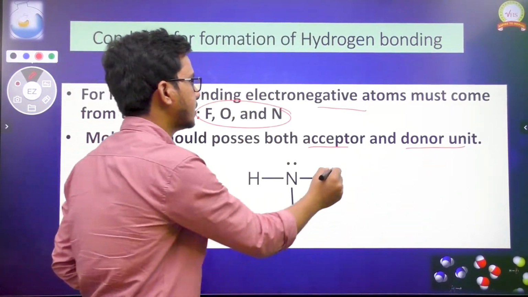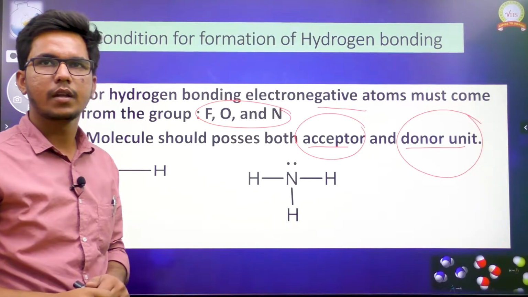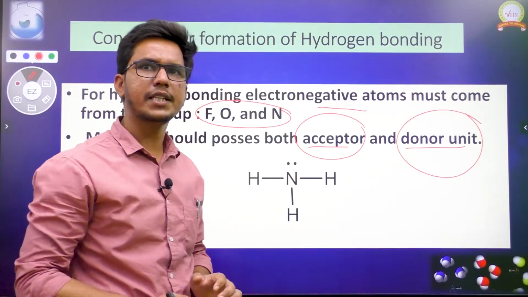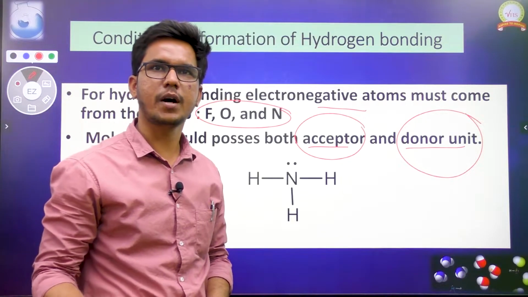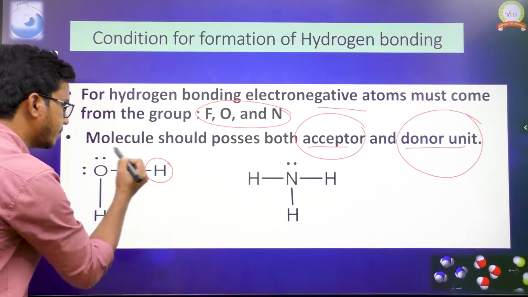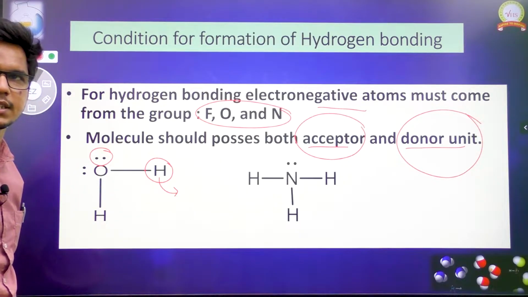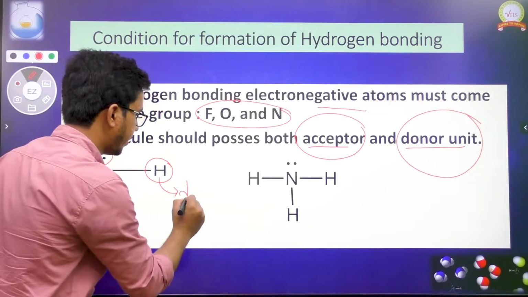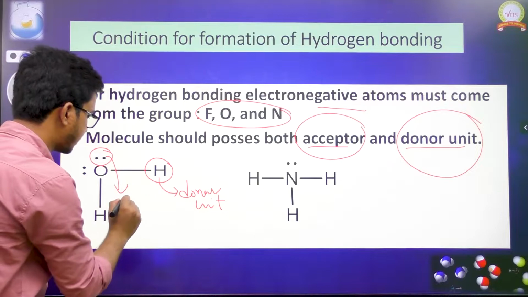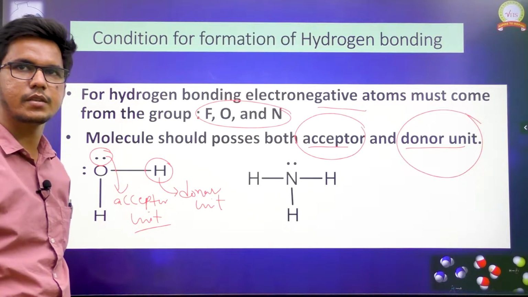Okay, we have two terms here. One is the acceptor unit, another one is the donor unit. The molecule which is going to form hydrogen bonding should possess these two units. What is meant by acceptor and donor unit? If we take this example, oxygen is connected with hydrogen here and it contains a lone pair. This hydrogen, attached to a more electronegative atom, might be oxygen, fluorine or nitrogen, is known as the donor unit. And the lone pair on the more electronegative atom is known as the acceptor unit. A molecule which possesses these two units can easily form hydrogen bonding.